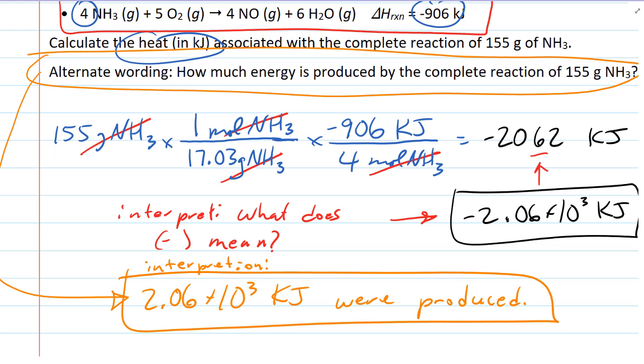So if the question was, and this is why you need to pay attention to wording, this is how I might word it on the exam: if the question was how much energy is produced and you put in a negative sign, again, you can't produce negative energy. You're going to be producing positive amounts of energy. So this negative sign here tells us that energy was produced. Okay, any questions with that one?